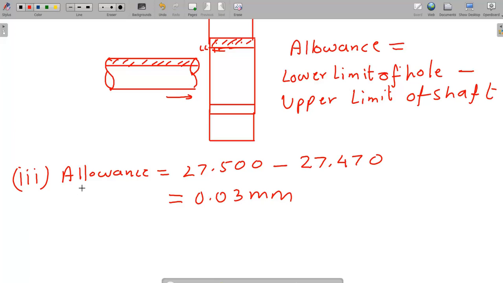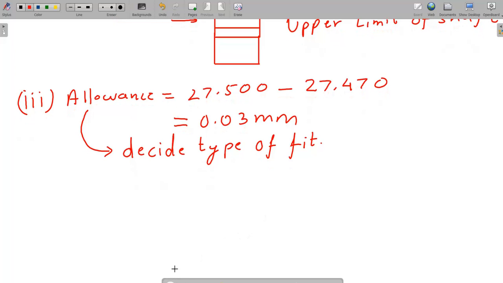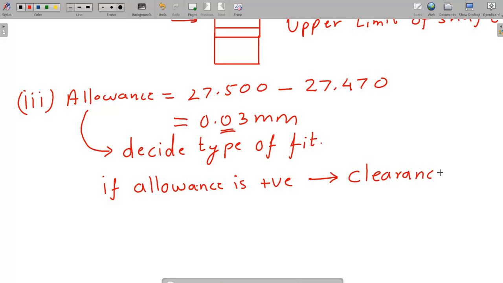Now, based on this allowance, I have to decide the type of fit, whether it is clearance fit, transition fit, or interference fit. In this case, it is difficult to decide for transition fit. Now always remember, if this allowance value is positive, that time whatever fit you are getting, that is called as clearance fit. And if allowance is negative, that time it is interference fit.